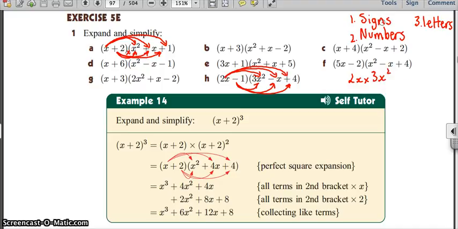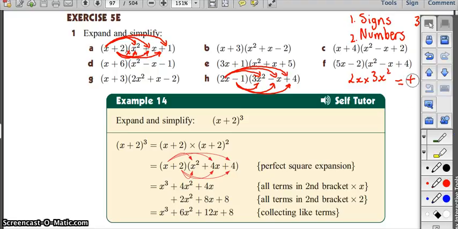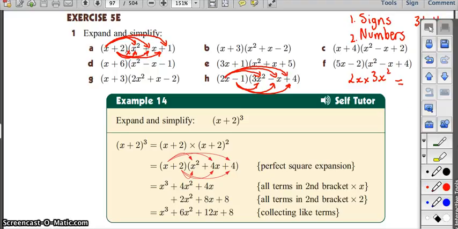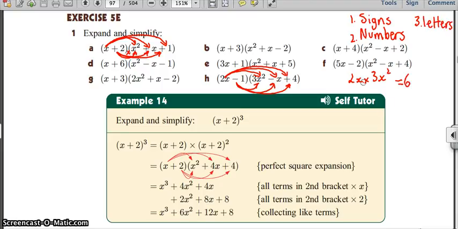So if we got 2x multiplied by 3x squared, we do the signs first. A plus and a plus must equal a plus. We don't have to write that, of course. Then next we do the numbers. 2 multiplied by 3 gives us 6. And then we do the letters. x multiplied by x squared, Brooke? x cubed. Excellent. Well done. So this first one here is 6x cubed.